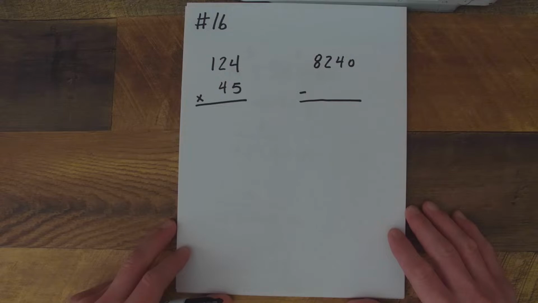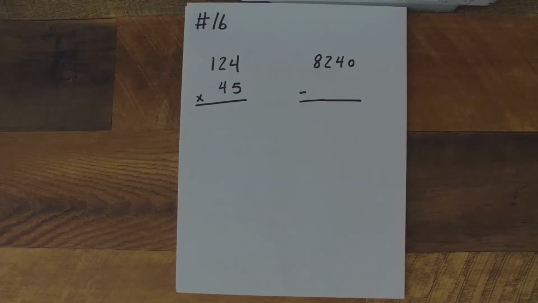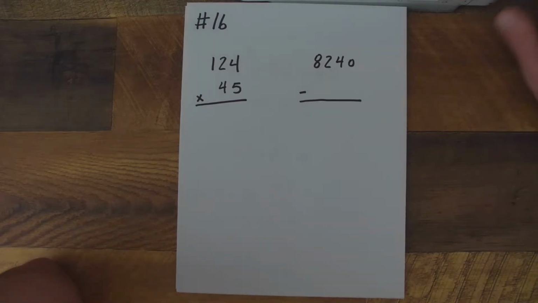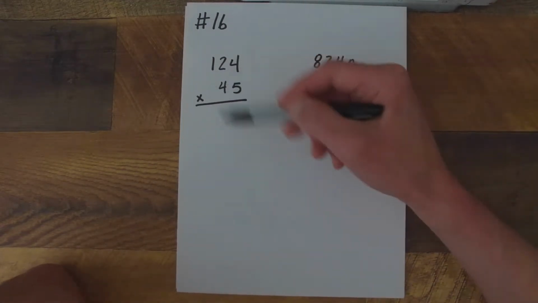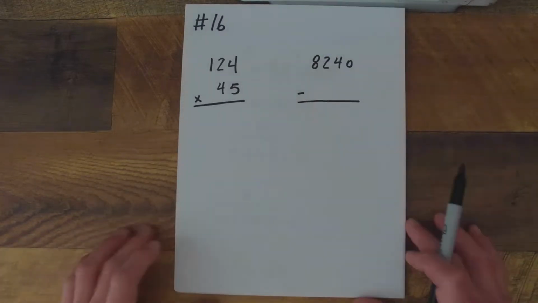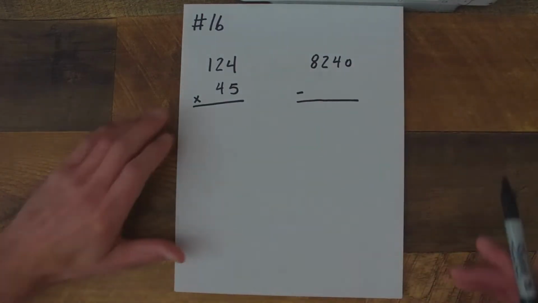Okay, for 16, David owed $8,240 after making 45 payments of $124 each. How much does he have left to pay? Well, let's first figure out, how much has he paid so far? So we're going to take 124 and multiply that by 45.